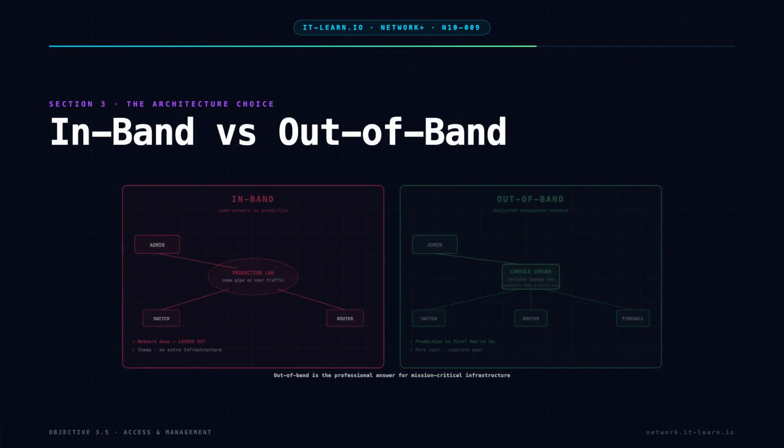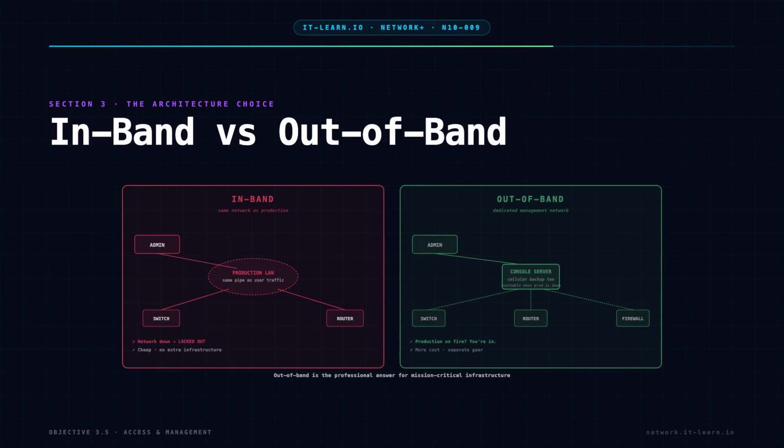You're locked out. Out-of-band management gives you a separate dedicated network just for management. Usually a completely isolated network with its own switches and cabling, or a console server, a dedicated box that connects to every device's console port, and you reach the console server over that separate management network, or even over a cellular modem so it stays reachable even if your entire building's internet is down. Out of band is the professional answer.